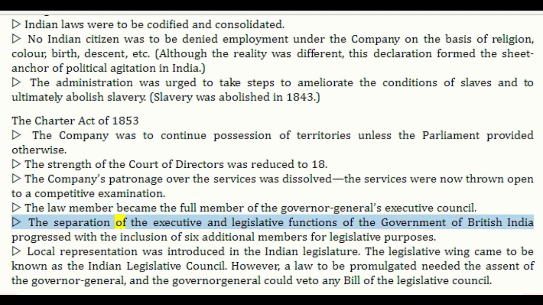The separation of the executive and legislative functions of the Government of British India progressed with the inclusion of 6 additional members for legislative purposes. Local representation was introduced in the Indian legislature. The legislative wing came to be known as the Indian Legislative Council. However, a law to be promulgated needed the assent of the Governor-General, and the Governor-General could veto any bill of the Legislative Council.